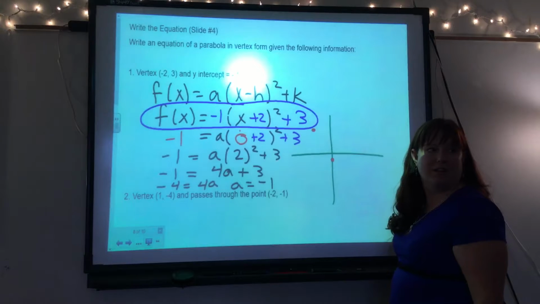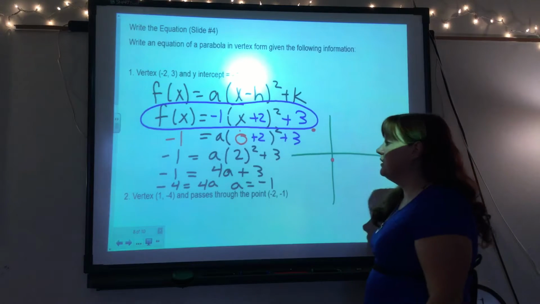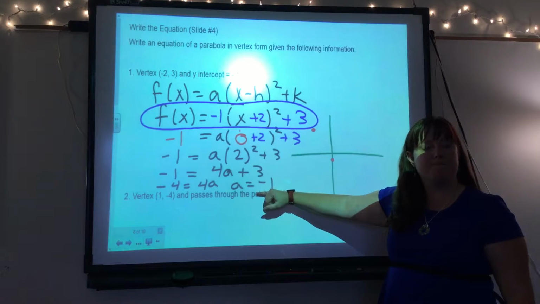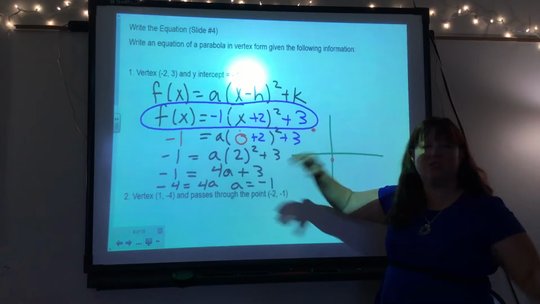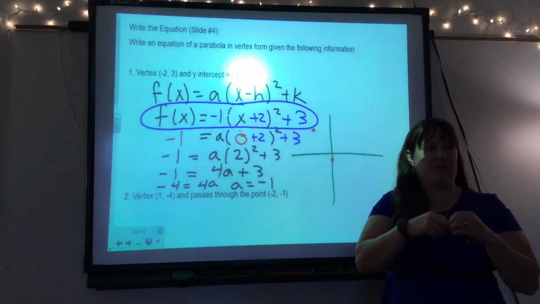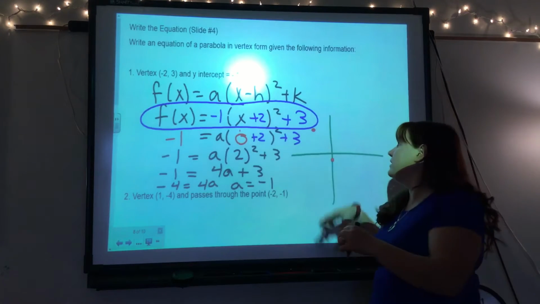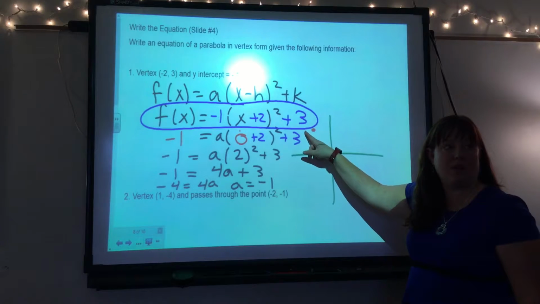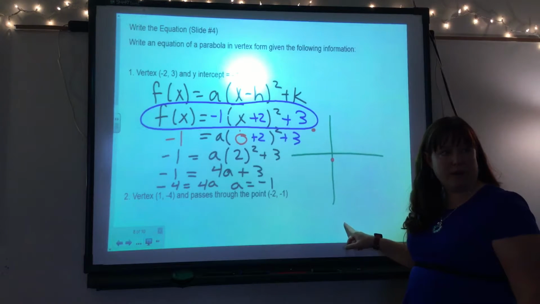Do you have to solve for A? Yeah, always. You have to have A in there because that tells you what the stretch or compression of your function is. And so for this one, we know it's a -1 in front, which makes sense, right? Our vertex is way up here. We know it's going to go this way.